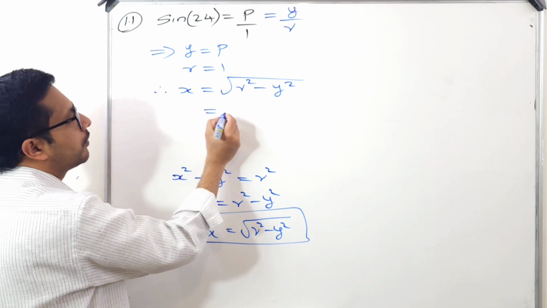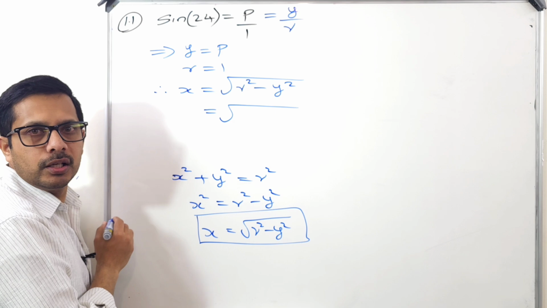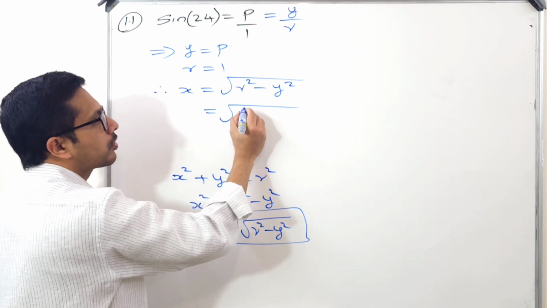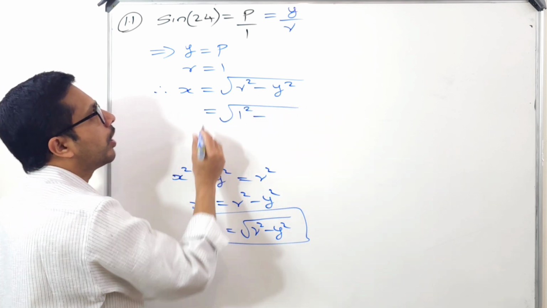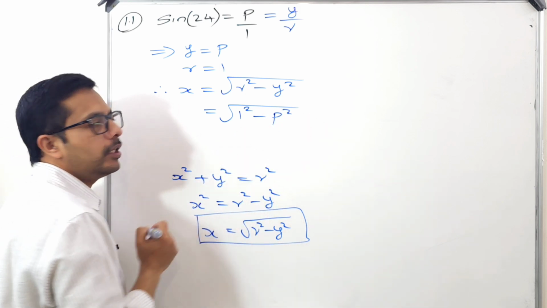So what is that one? Square root of, what is our r? Don't forget, what is the value of r? It is 1. So it is 1 square minus, what is the value of y? y is p. So it is y square, that means p square.